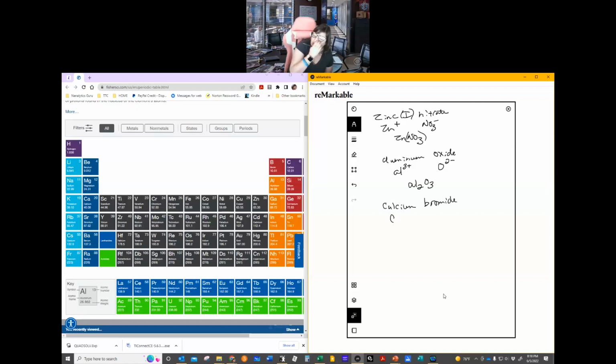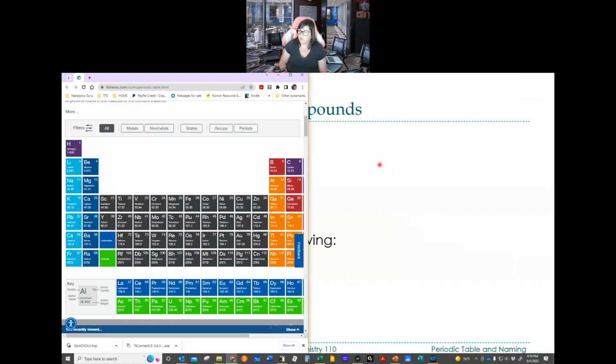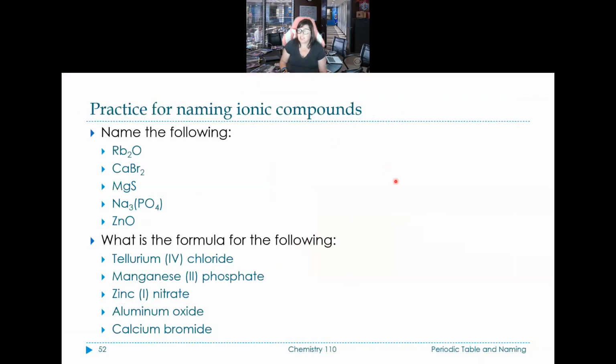So calcium is Ca. I know that since it's an alkaline earth metal, it's going to become a 2+ ion. Bromine is Br. It's going to gain 1 electron to become Br−. Cross multiply, I get CaBr2 to make that net neutral. Okay? So that's how we work with all of those. Hopefully you don't have any questions about that, but if you do, please let me know. All right, let's move on.